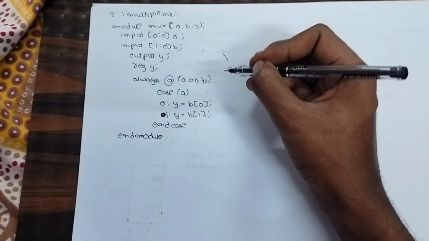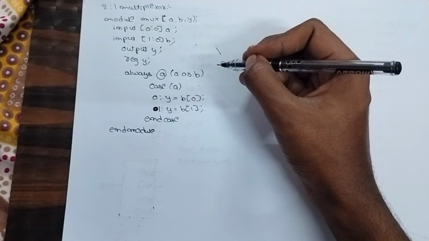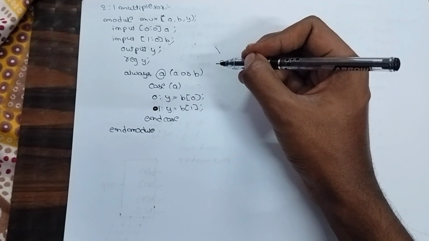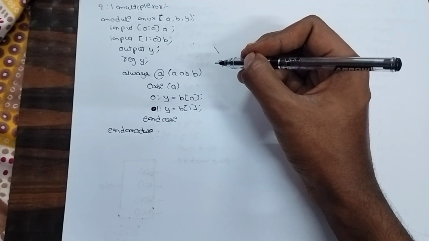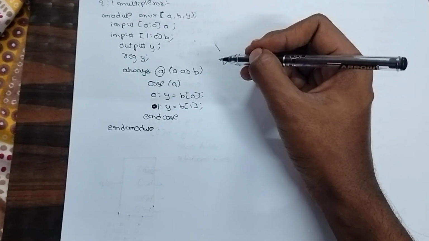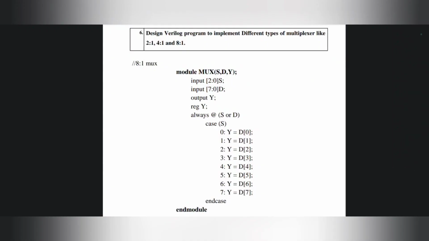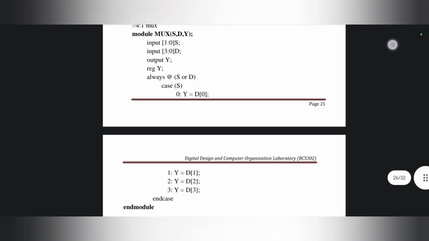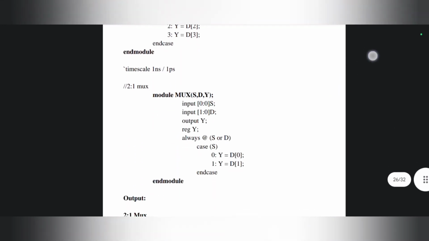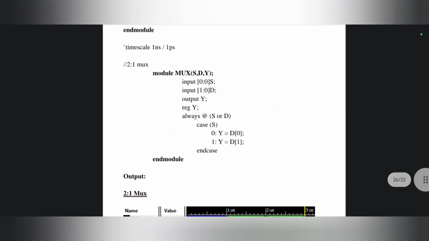We have taken case a. If a, that is the select, is 0, then the output should be b of 0. If the select, that is a, is 1, then the output should be b of 1. Then end case and end module. So this is the program for the 8:1 multiplexer, this is the program for the 4:1 multiplexer, and this is the program for the 2:1 multiplexer.